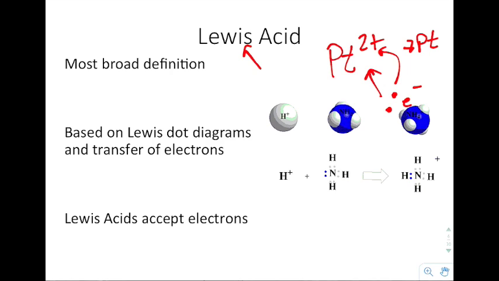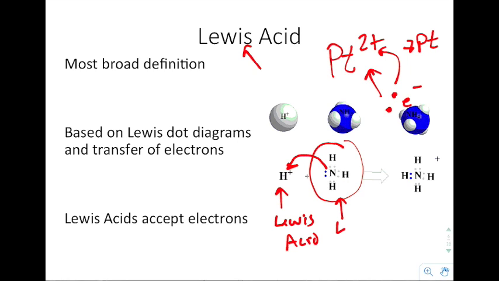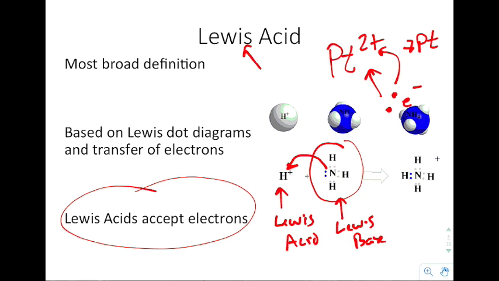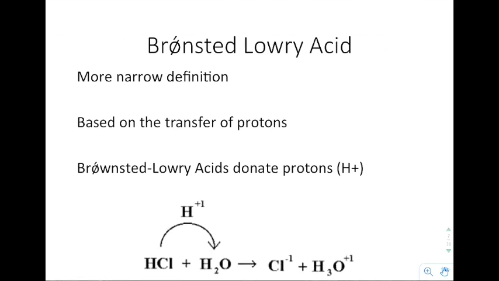These Lewis acids are based on Lewis dot diagrams that we've talked about before. So if you have something that accepts the electrons, like you see when these two things bond, that would make this the Lewis acid. And that would make this, we'll later learn, the Lewis base. But more on that later. So a Lewis acid is based on the transfer of electrons. That is the most broad definition of what an acid is.